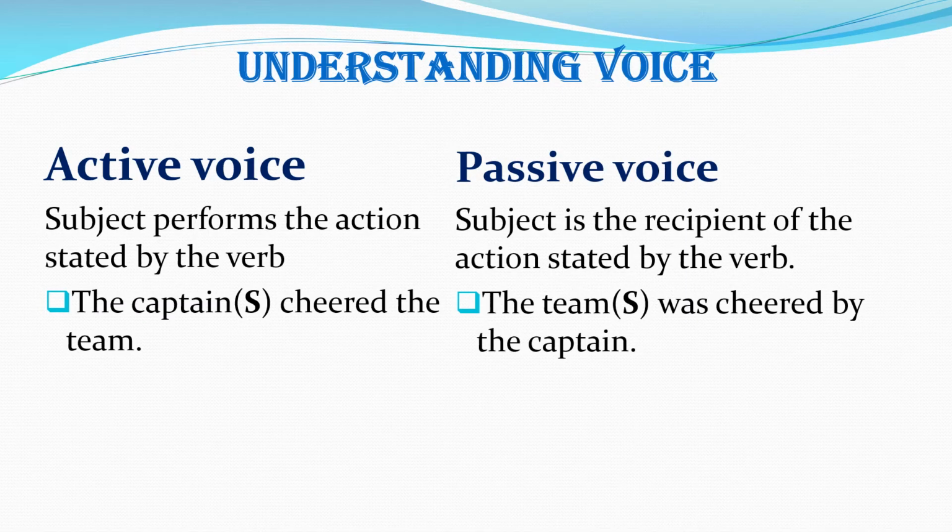Before we move on to the rules of conversion, let's understand how to identify if the verb is in active or in passive form. In active voice, the subject performs the action stated by the verb. It simply means the subject is the doer of the action. Whereas in passive voice, the subject is the recipient of the action stated by the verb. The subject is not the performer or the doer of the action. Look at the example. I think that will make things clear.